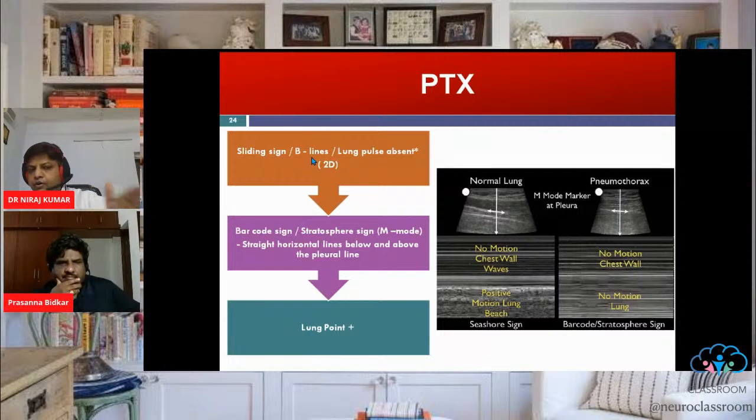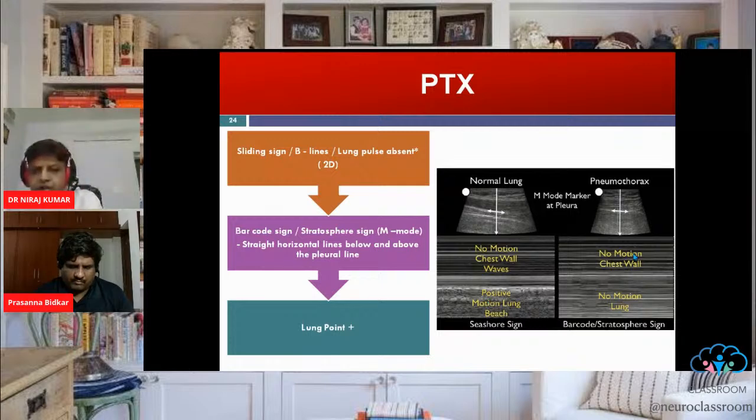On the contrary, if you are getting sliding absent, B line absent, lung pulse absent in the 2D mode, there is a strong suspicion of pneumothorax. This is the 2D picture, and to further confirm, take an M mode picture. In the M mode, this is the picture of the normal lung, and this is the picture of the pneumothorax lung. In the normal lung, the M mode produces the seashore sign. We have already seen that there is a seashore appearance.